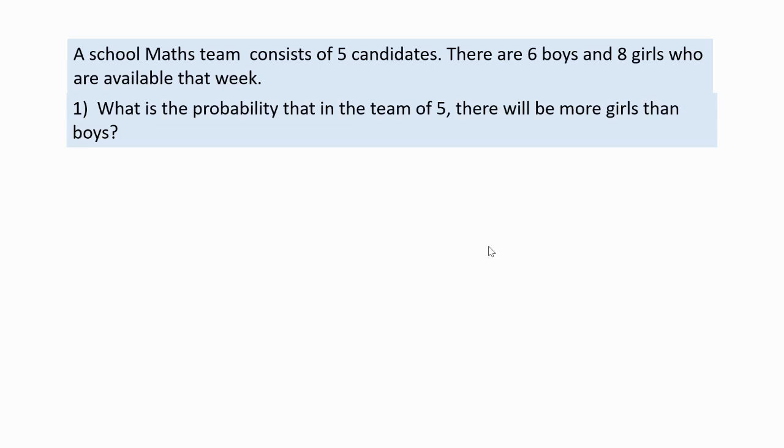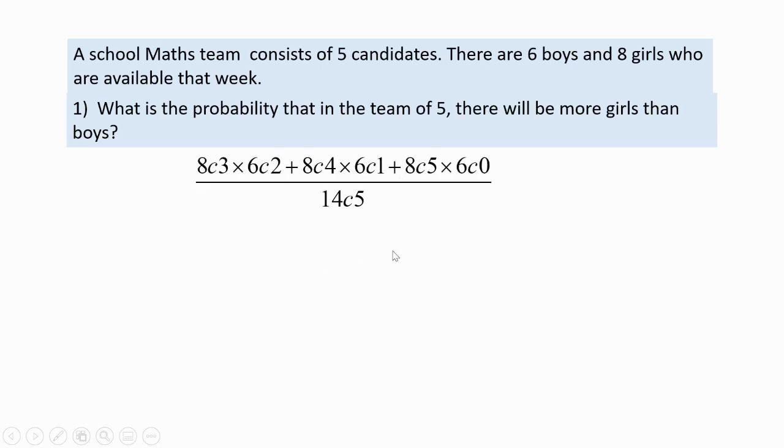What is the probability that in the team of 5, there will be more girls than boys? Okay, so in the team of 5, we're obviously looking at the sample space would be 14 choose 5, and we're looking at more girls than boys. We would go, okay, cool, 3 girls and 2 boys, or 4 girls and 1 boy, or 5 girls and no boys. And this is sort of asked year after year, and it's a great question.